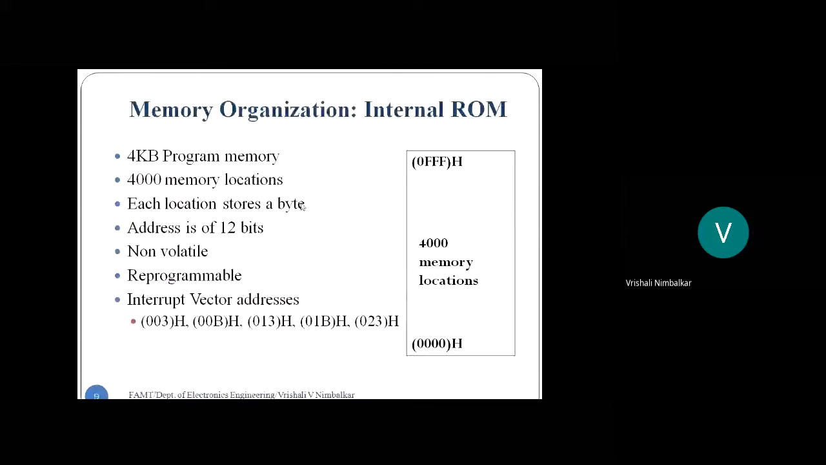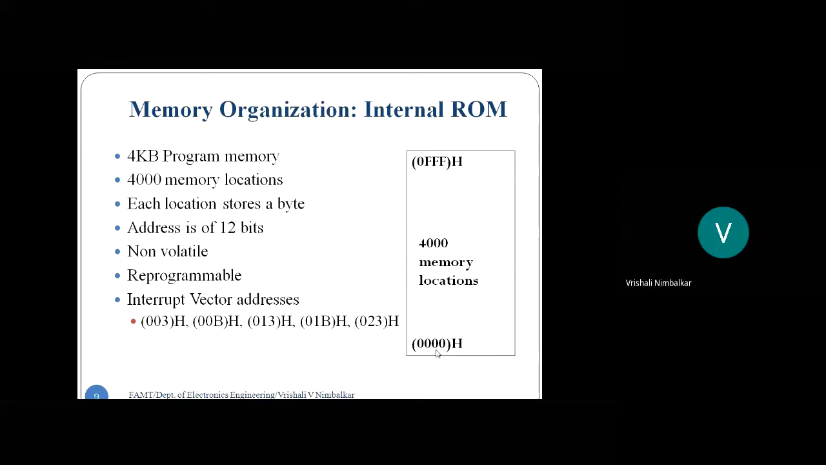Then we looked into ROM memory. We have 4 KB on-chip ROM memory, program memory. So the addresses are 0000 to 0FFF, the last address being 0FFF. Each location is capable of storing 8-bit information, non-volatile. So 0000 to 0FFF is 4 KB program memory.